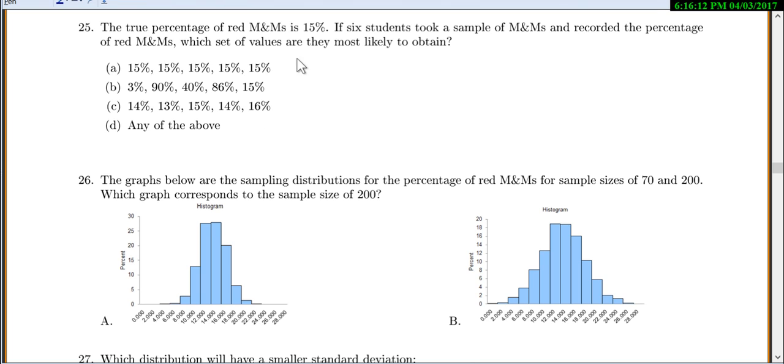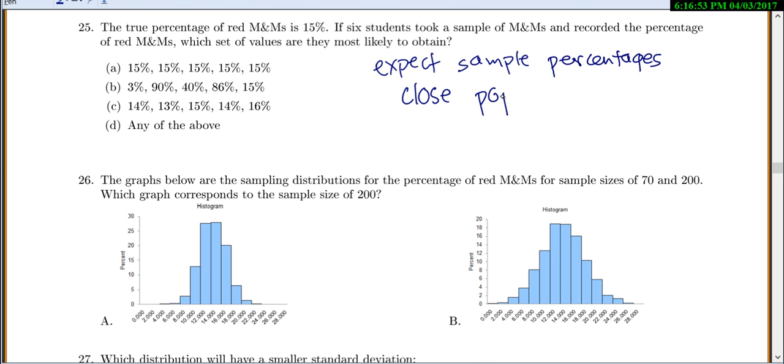So when I look at this, before I actually look at those numbers, what would you expect? Okay, if we know that the true value is 15% and you take a sample, what number should you be getting? Should they all be getting exactly 15%? No, our samples don't match up exactly with the population because it's just a small sample. But should their numbers be close to the true value? Okay, so for samples, we expect to get numbers close to the true value. So expect sample percentages close to the population percentage.